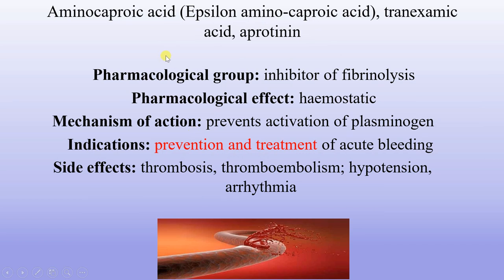Aminocaproic acid, or epsilon aminocaproic acid, tranexamic acid, and aprotinin. Pharmacological group of these drugs: inhibitor of fibrinolysis. Pharmacological effect: hemostatic. Mechanism of action: prevents activation of plasminogen. Indications: prevention and treatment of acute bleeding. Side effects: thrombosis, thromboembolism, hypotension and arrhythmia.